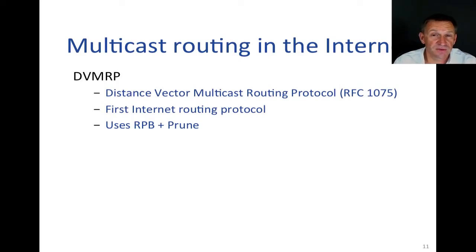So it was based on this observation, hence the distance vector name at the beginning. It's based on the observation that the unicast routing protocol has already built the tree for us. We're just going to use it in the reverse direction.